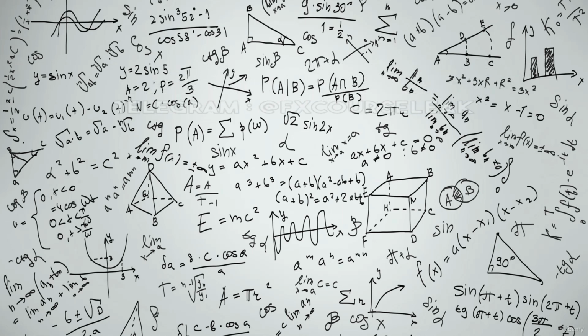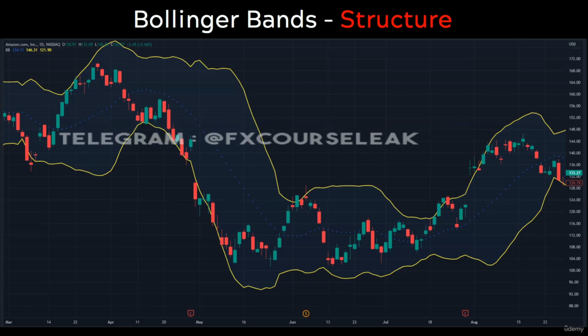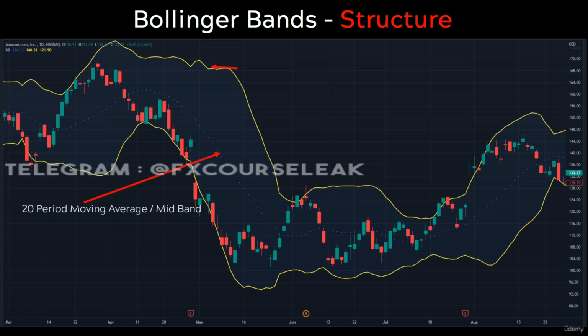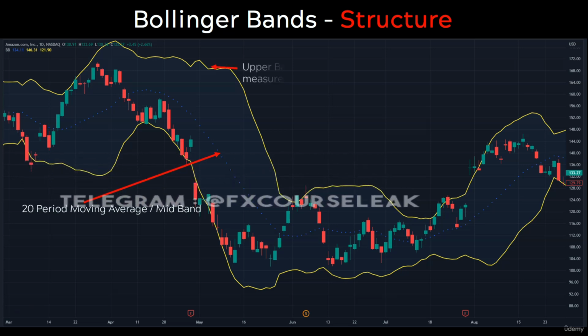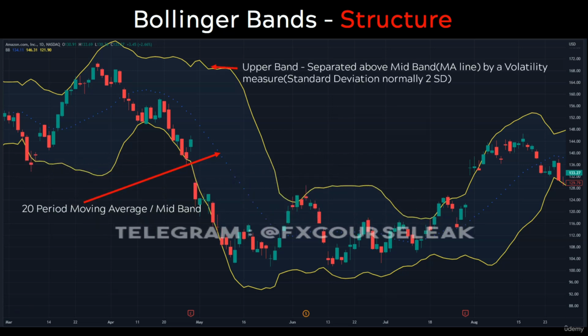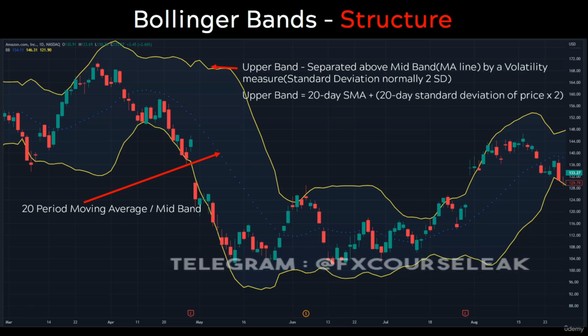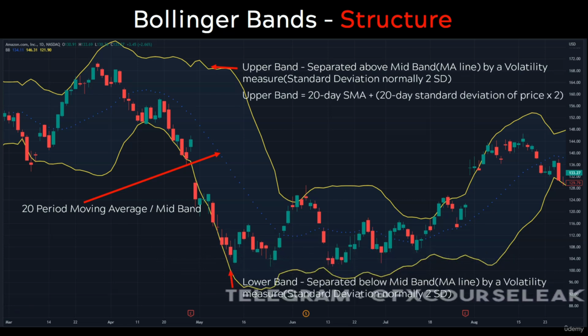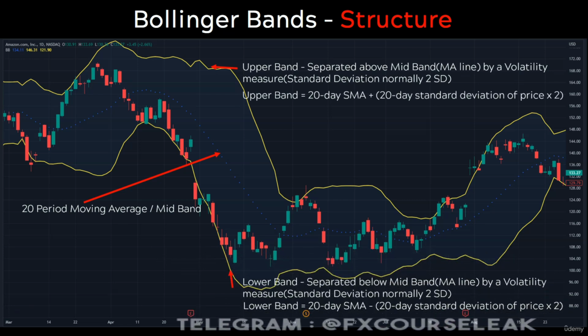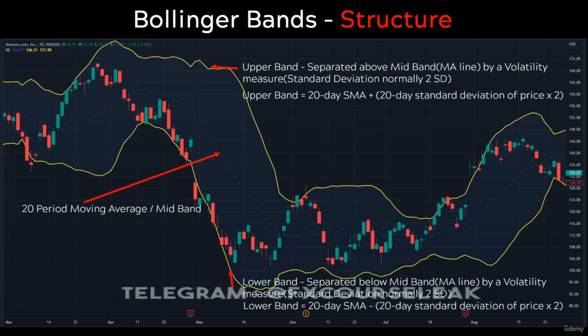Now by now you know that Bollinger Bands consist of a middle band with two outer bands. The middle band is a simple moving average that is usually set at 20 periods. Friends, please note a simple moving average is used because the standard deviation formula also uses a simple average.